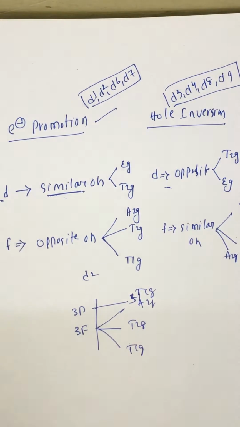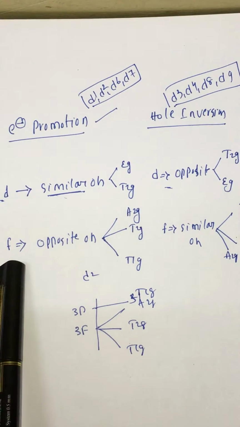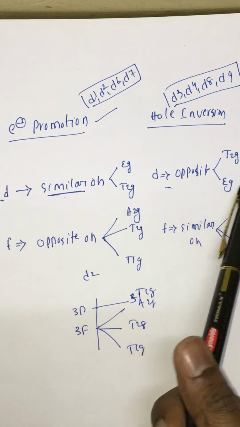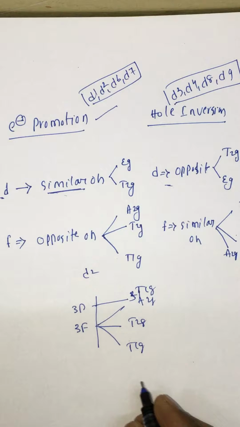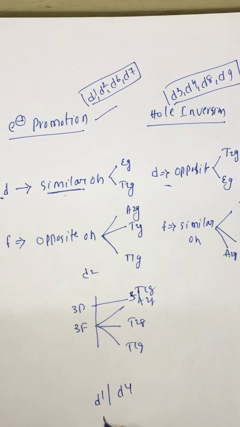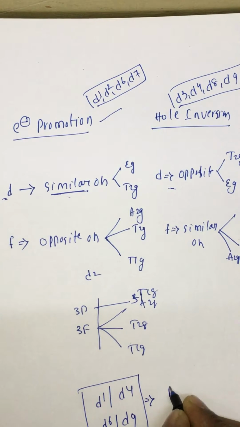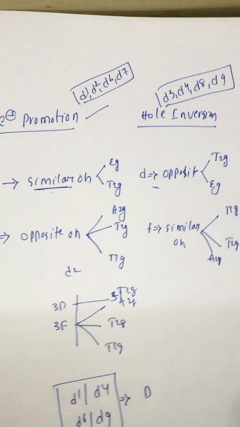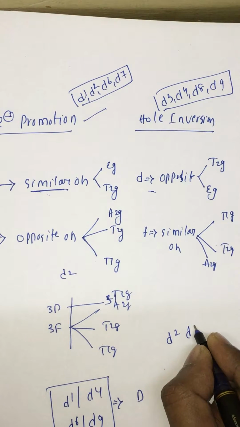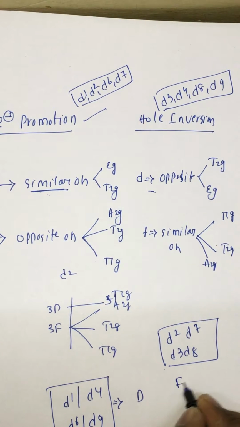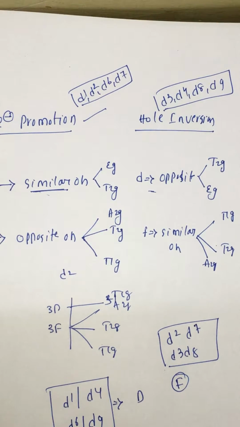So we just need to remember these points. Where electron promotion is there, they are similar to octahedral, and the F term will be opposite to octahedral. Where hole inversion is there, the d orbital will be opposite, and the F term will be similar. So D1, D4, D6 and D9 complexes show ground state term D, whereas D2, D7, D3, D8 show ground state term F. Now we will see how the Orgel diagram is plotted for these 8 metal complexes.